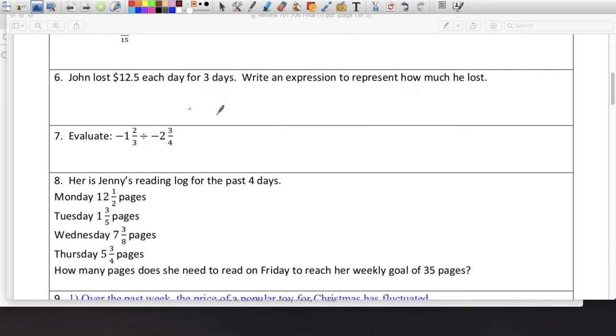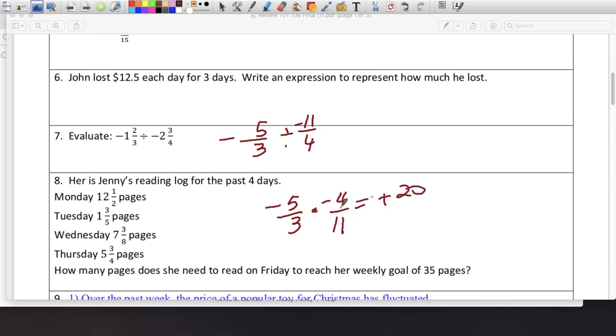Okay. Division problem. I'm going to change this to improper fractions. 3 times 1 is 3 plus 2, so it's 5 over 3 really. Divided by 4 times 2 is 8 plus 3 is 11 over 4. Keep. Change the division to multiplication, and we're going to use the reciprocal because it's going to be negative 4 over 11. Negative times a negative is a positive. 4 times 5 is 20, and 3 times 11 is 33. There's my final answer.